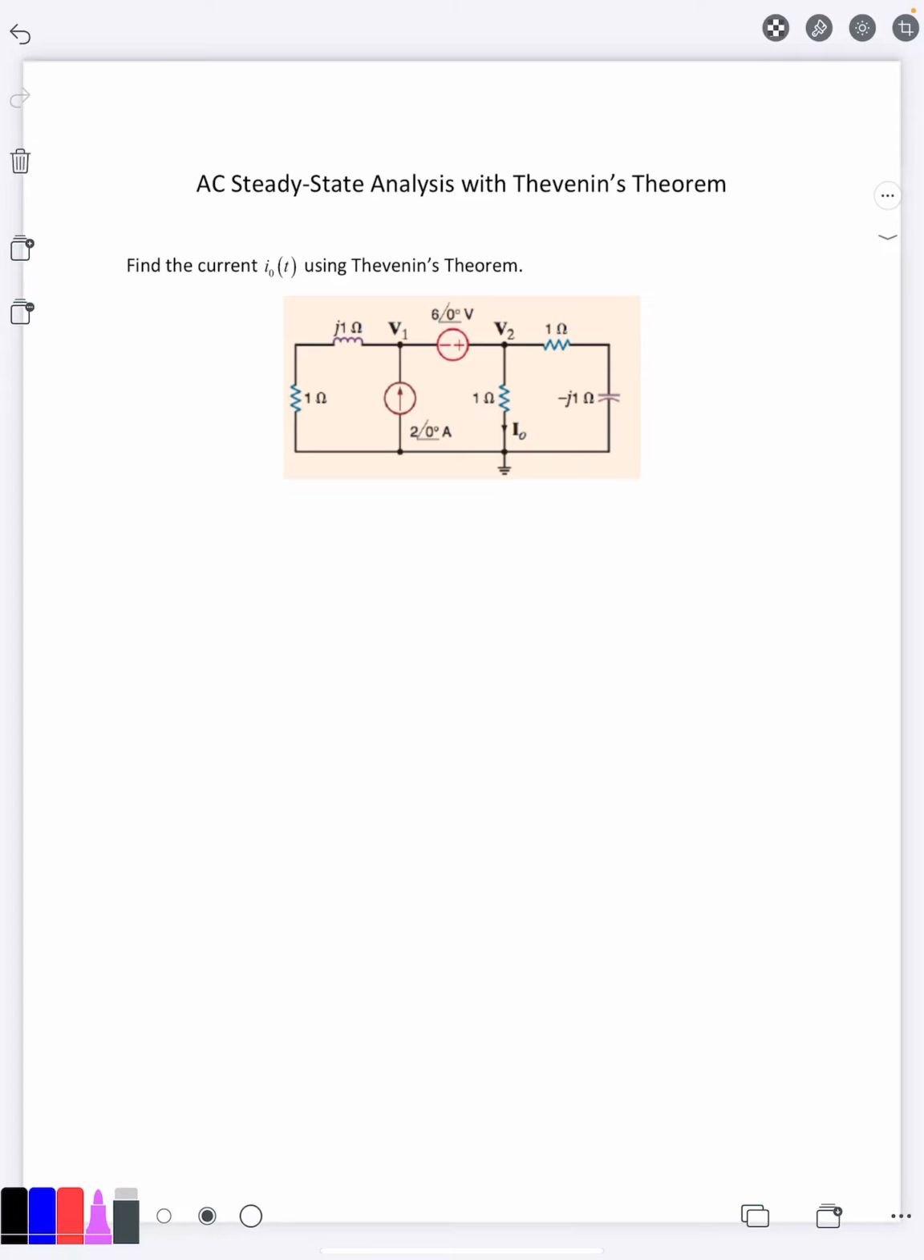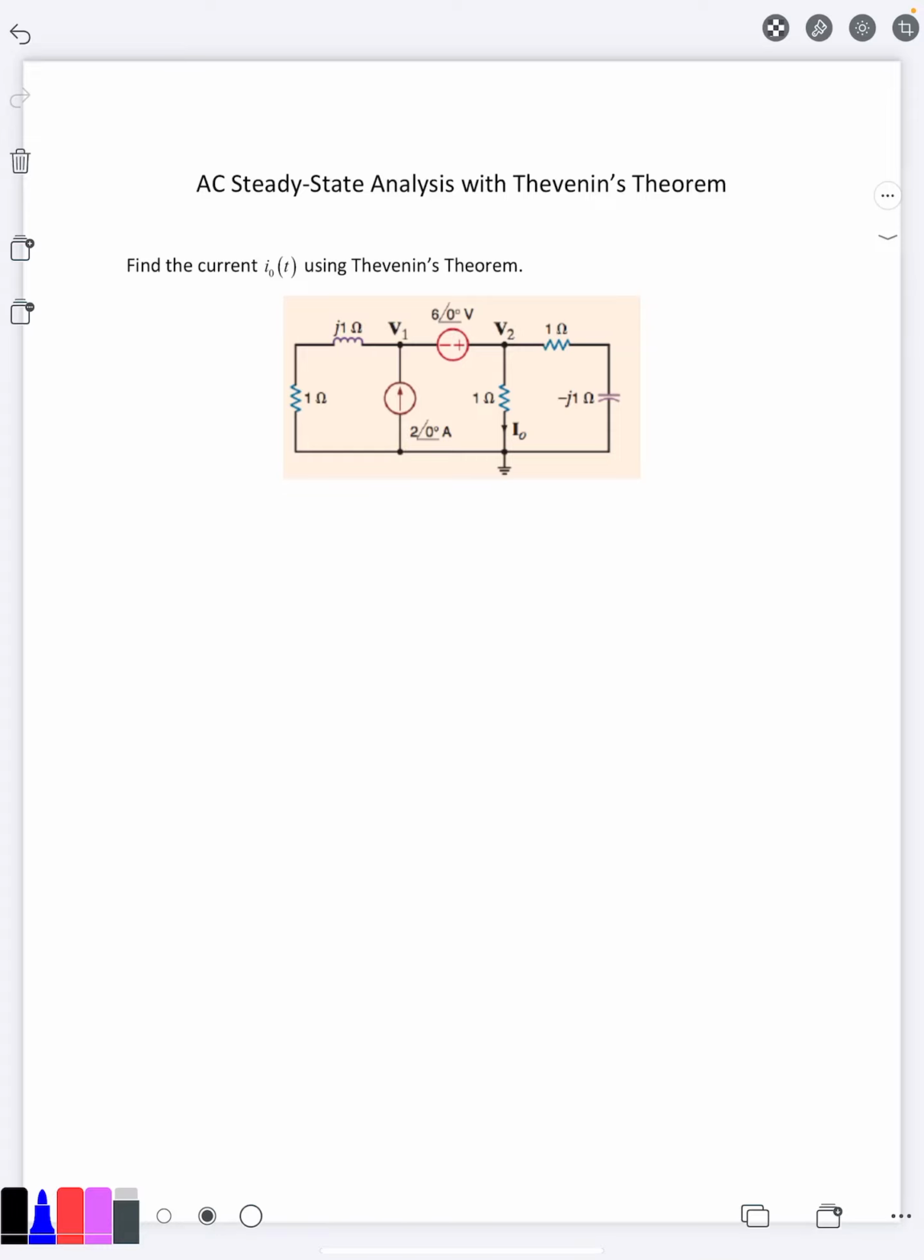In this video, we're going to solve the same circuit again. This time we're going to apply Thevenin's theorem in order to solve it. Now, that might not even be very efficient, but it's just a way to show you that Thevenin's theorem also works with the phasor notation here.